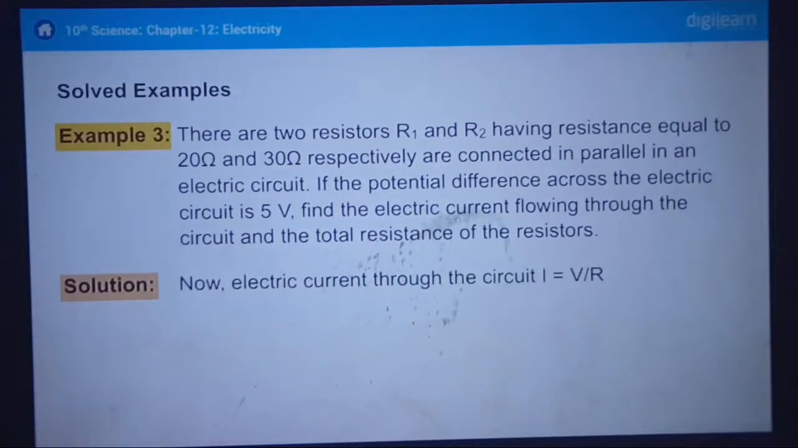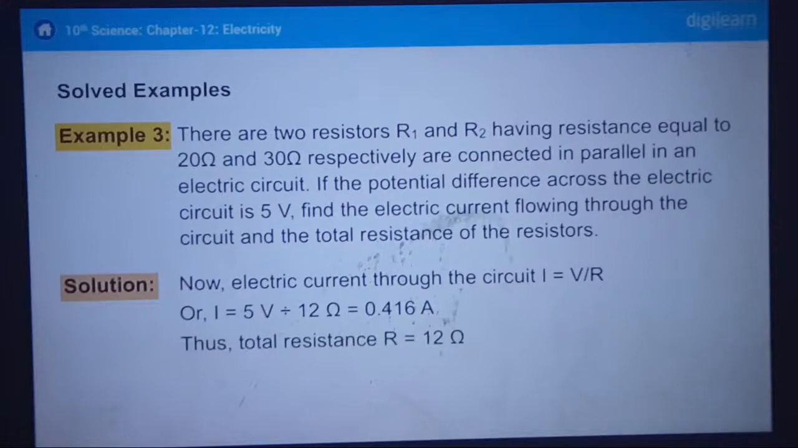Now, electric current through the circuit I equal to V by R, or I equal to 5 volts divided by 12 ohms equal to 0.416 amps. Thus, total resistance R equal to 12 ohms. Electric current I through the circuit equal to 0.416 amps.